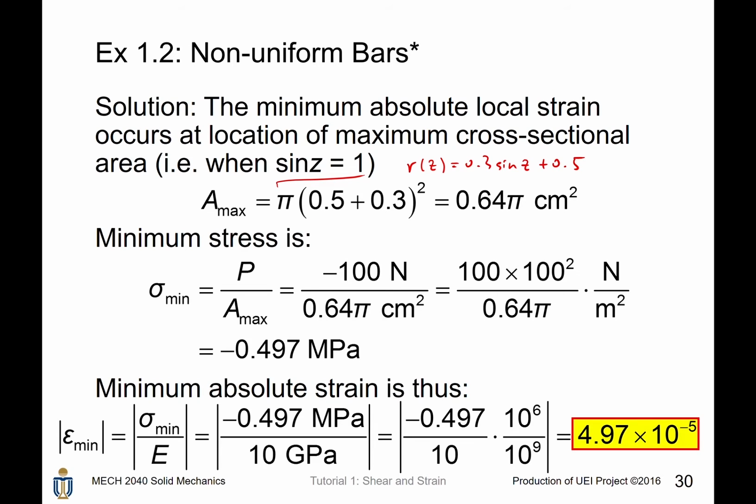Notice that the minimum stress is still compressive, so it is negative, but we can observe there is a change in cross-sectional area. So the minimum stress is compressive 0.497 milliPascal. Consequently, the minimum absolute strain is given by the stress divided by the Young's modulus, and then we take the absolute value. Then the result will become 4.97 times 10 to the power minus 5.